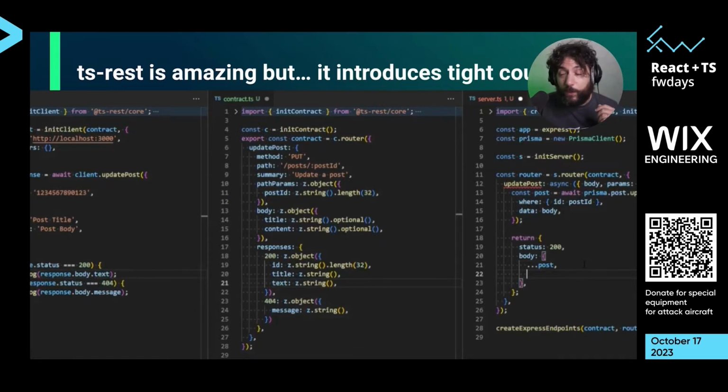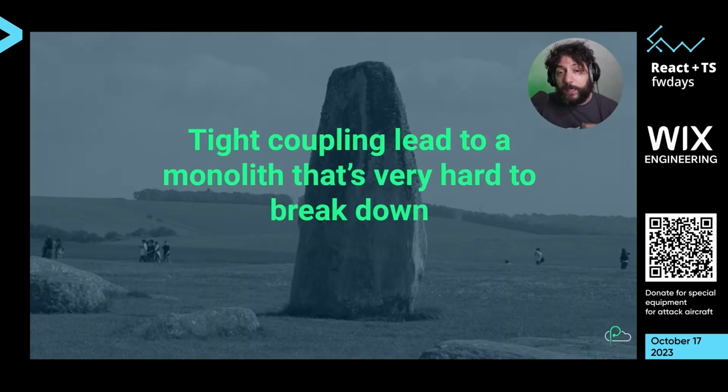Well, what do we do then? Well, the nice thing is that tight coupling leads to a monolith that's very hard to break down. The problem with monoliths is they're very hard to maintain long term. So what do we do with the monoliths? How can we avoid this problem?